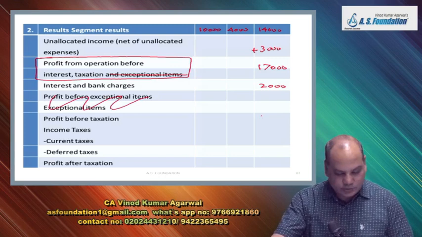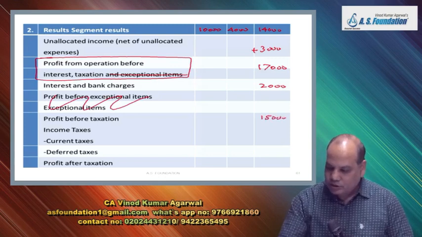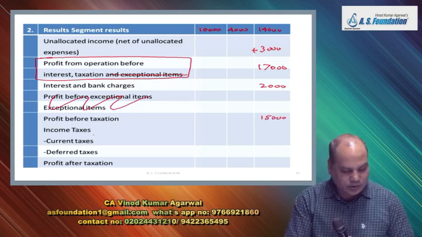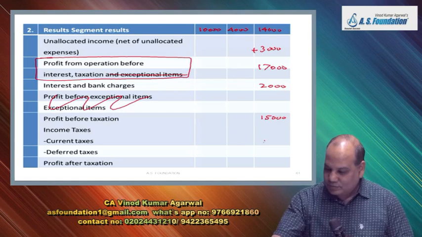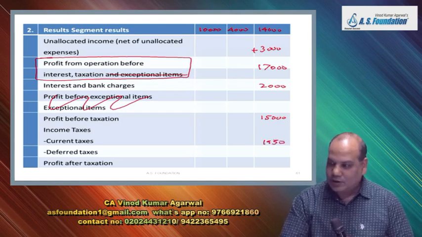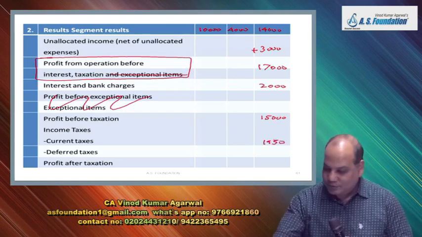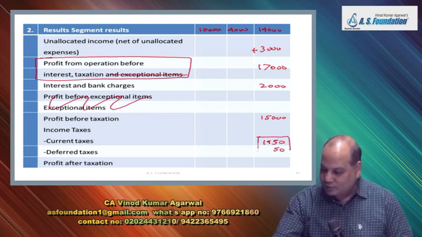Profit before tax is 15,000. Then income tax. Current tax, how much is it? Current tax is 1,950. Deferred tax is 50. All this goes in the last column. So total tax will be 2,000.